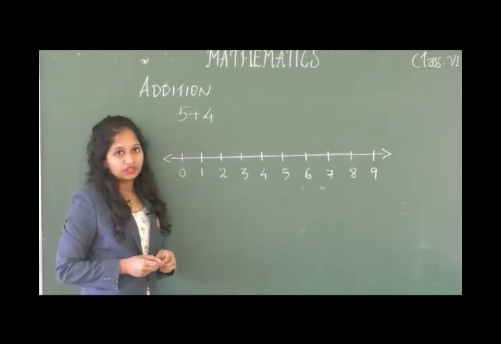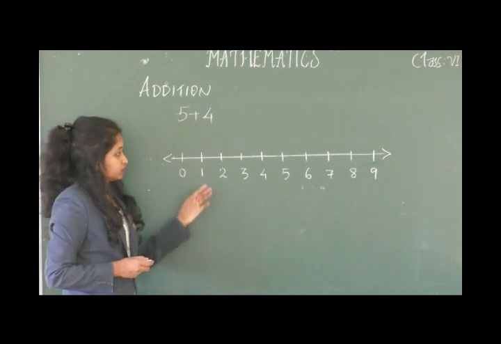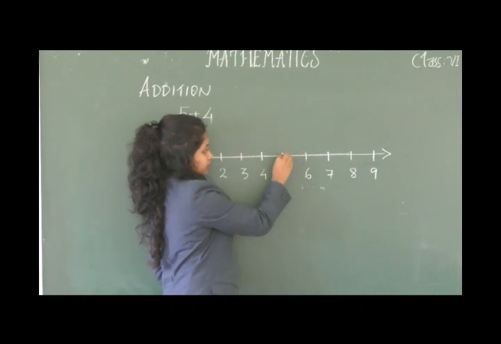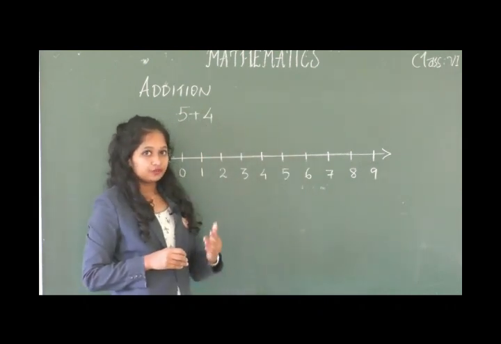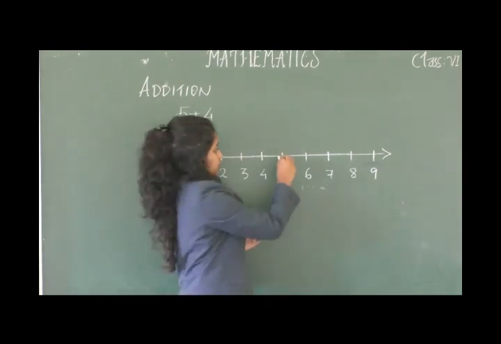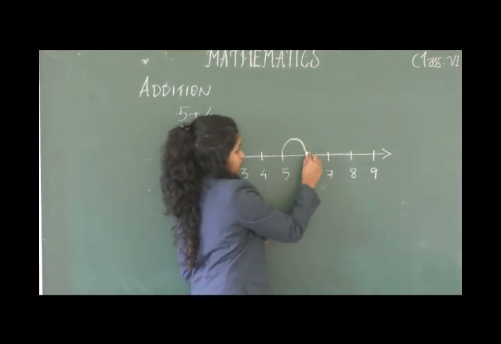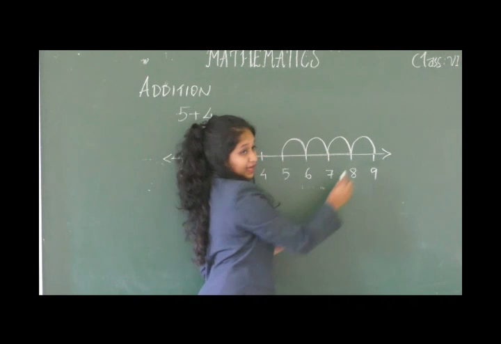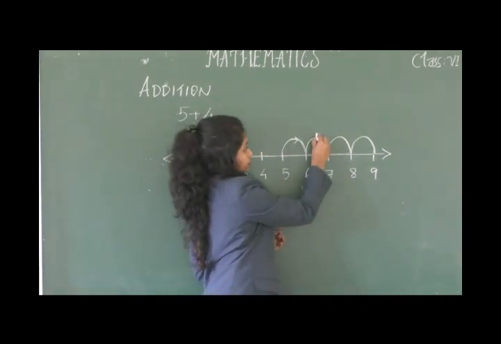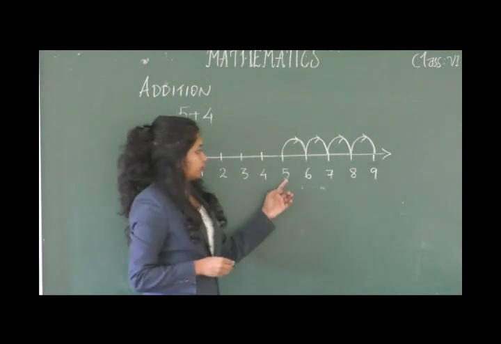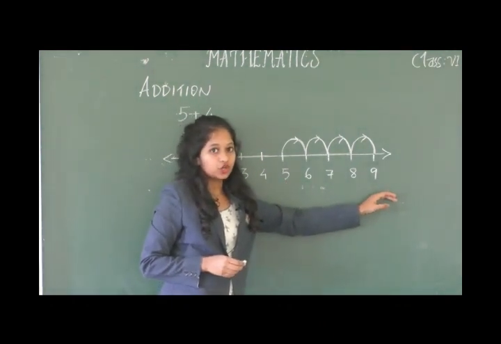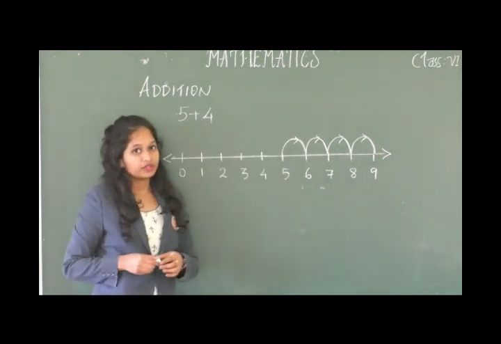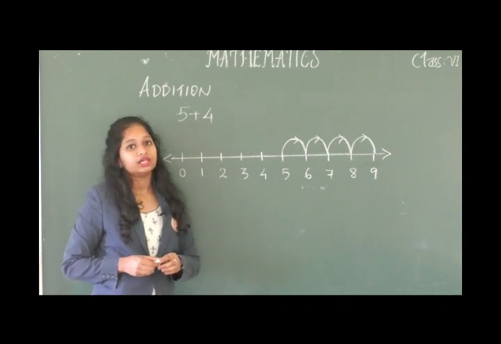Now the question is to find 5 plus 4 on the number line. For that, look where 5 is. 5 is here, right? Plus 4. For that, jump 4 times. 1, 2, 3 and 4. This is 5 plus 4. Where did we stop? On 9. So 5 plus 4 is 9. This is how you represent 5 plus 4 on a number line.